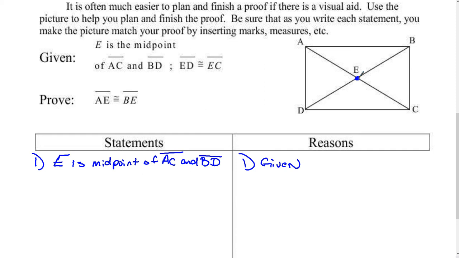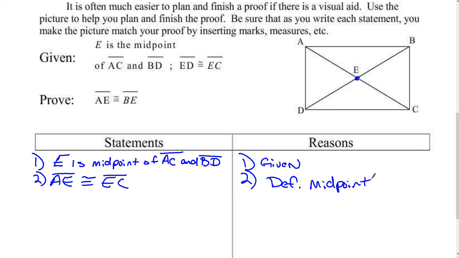So now, let's take a look. My first sandwich I have is AC. So my congruent parts are going to be what? AE and EC. Very good. So that's my first part because that's part of AC. So 2 is going to be AE is congruent to EC, and thank you, definition of midpoint. Okay, so now that took care of my AC.